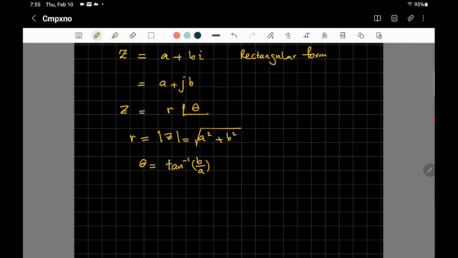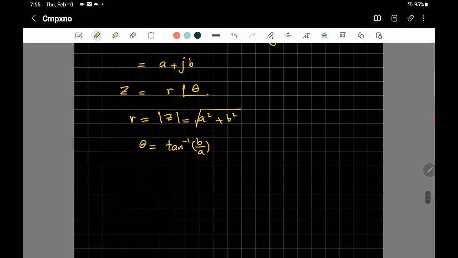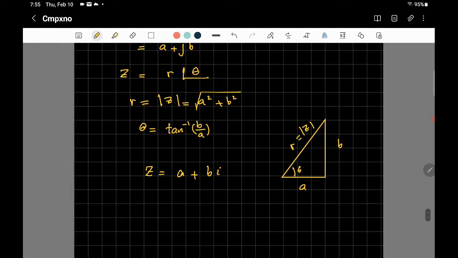Can you do the opposite? Yes, you can. To do that, let me just show you something here. That's the complex number. That's A, and that's B, and that's the angle theta, and that's R, which is equal to the absolute value of Z. We say Z is equal to A plus Bi. If this is R, which is the absolute value of Z.